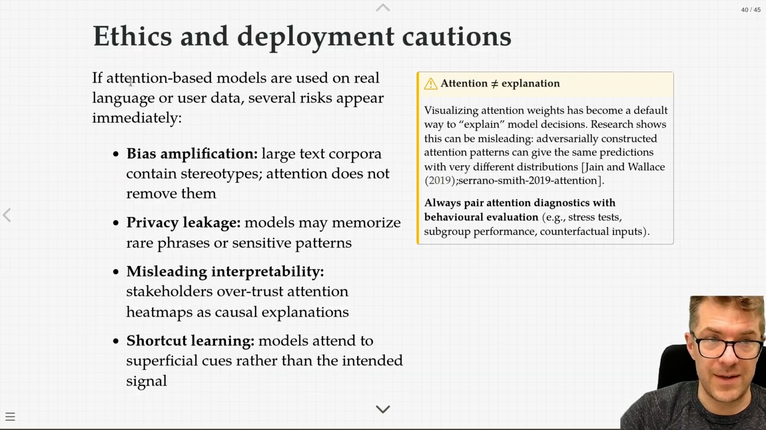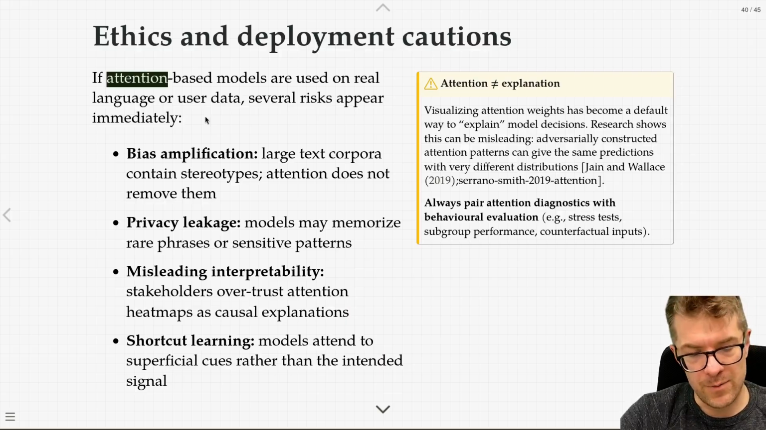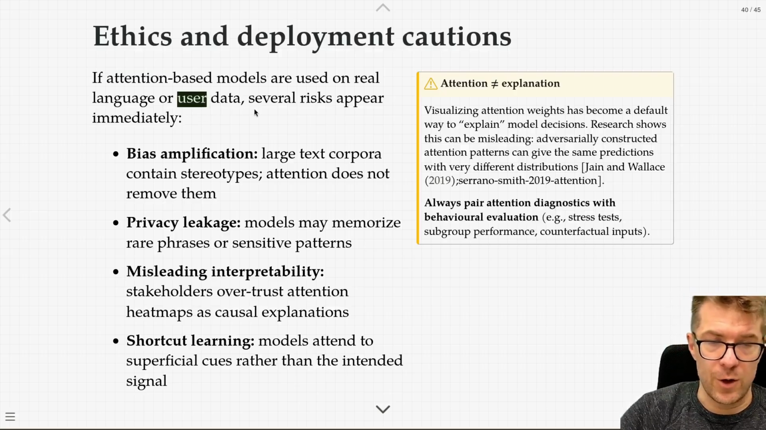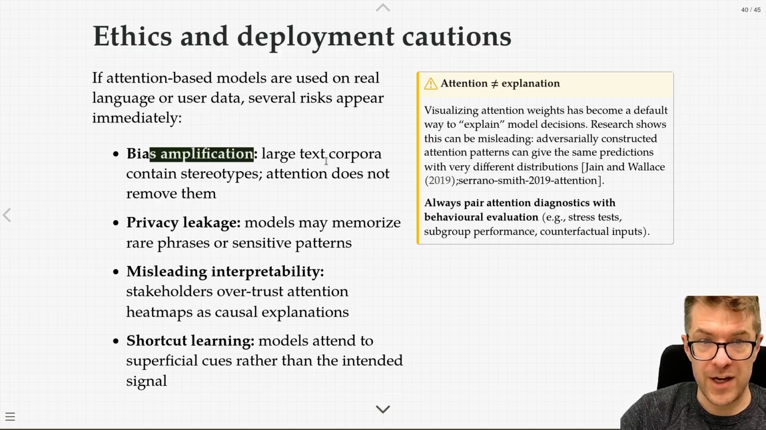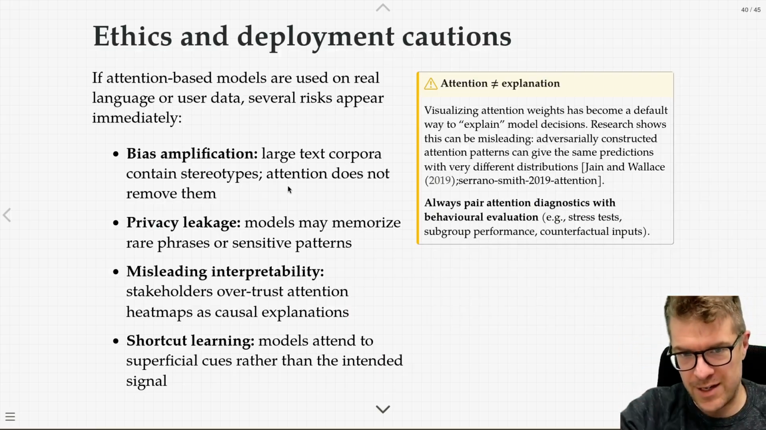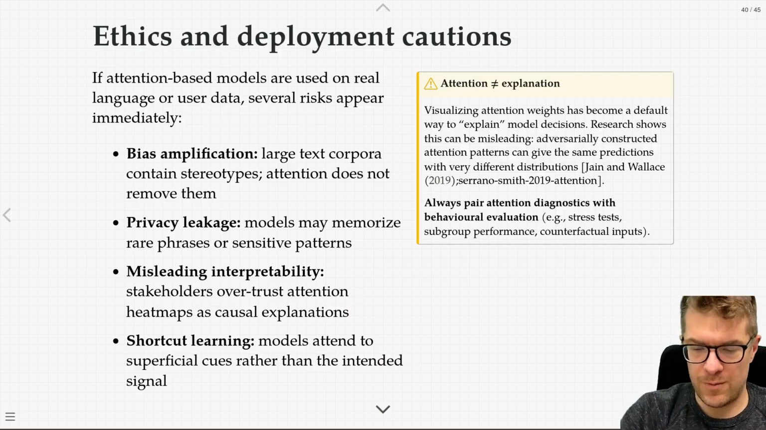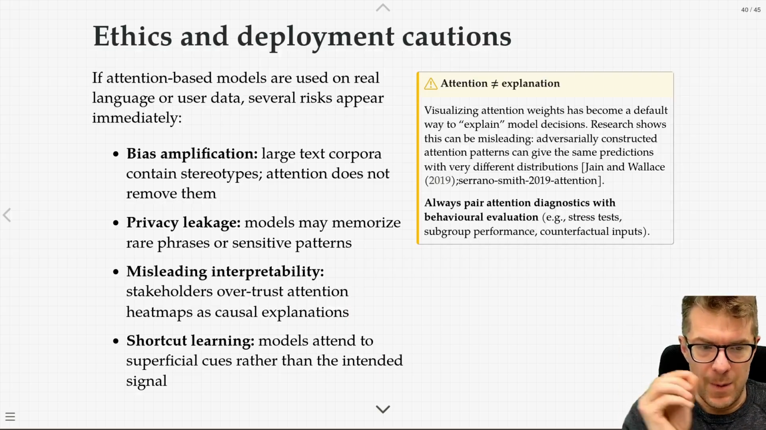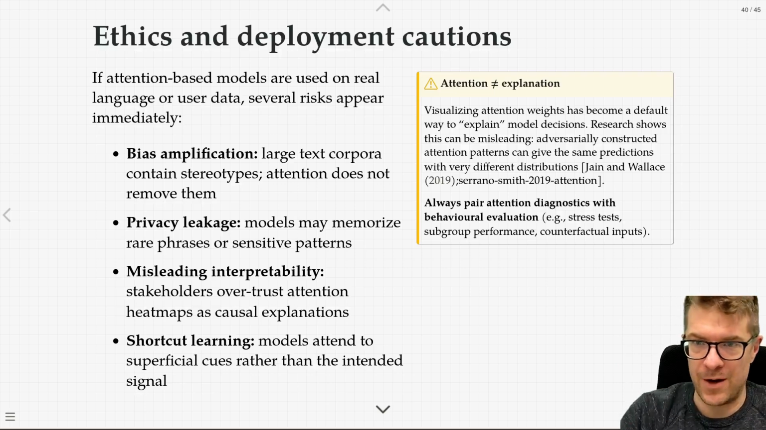So attention models come with familiar-looking risks. If you're using user data or if you're using this kind of model in a high-impact scenario, be wary of bias amplification, especially for large text corpora that might contain some stereotypes. Attention does not remove them, and because of these shortcuts that now exist, if an overall machine learning architecture can learn that by paying attention to race, for example, I'm going to get better results on average, that's going to be bad for people.